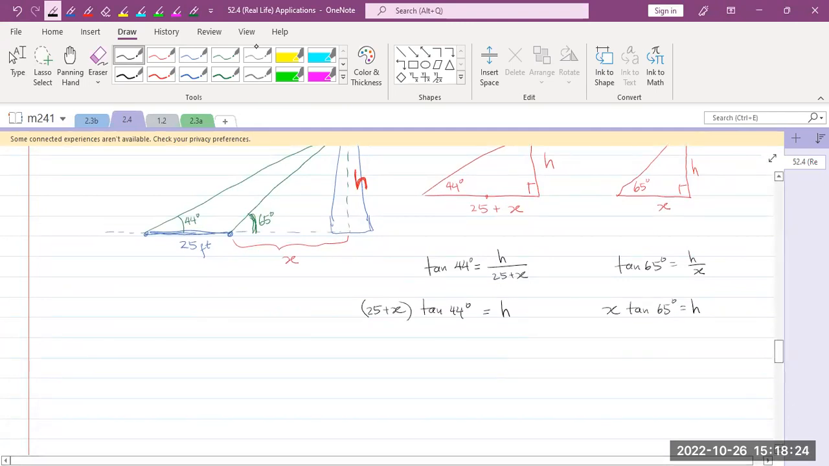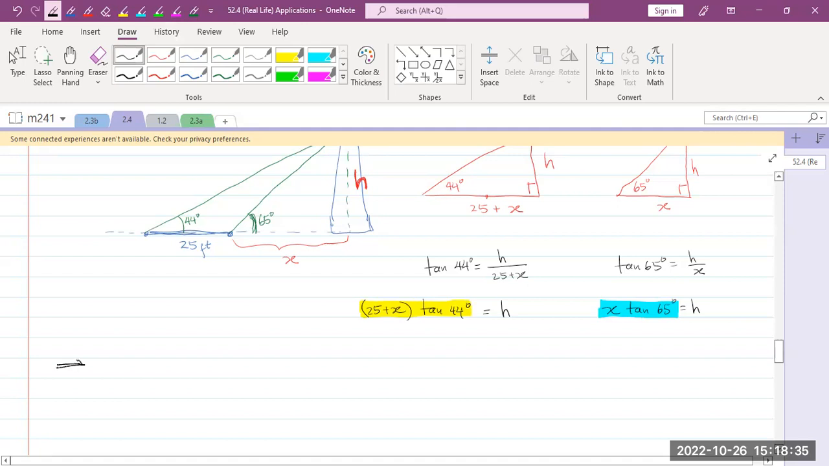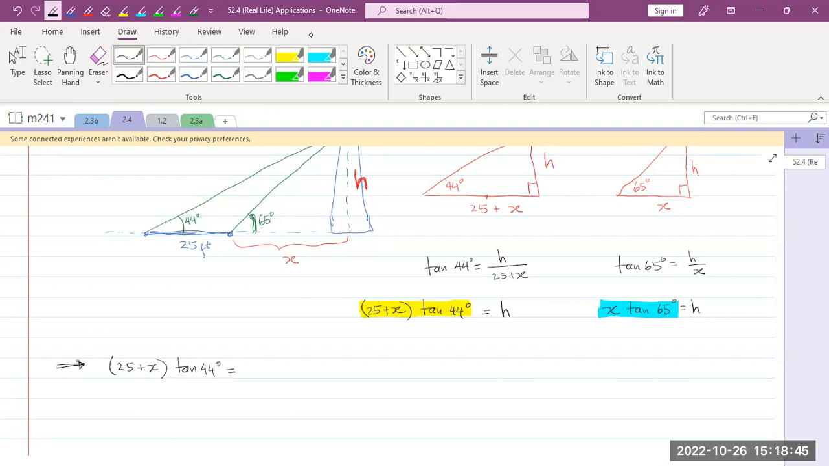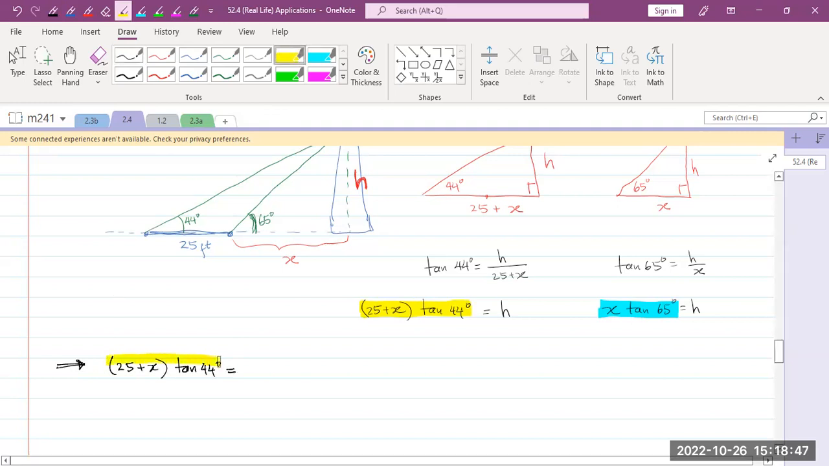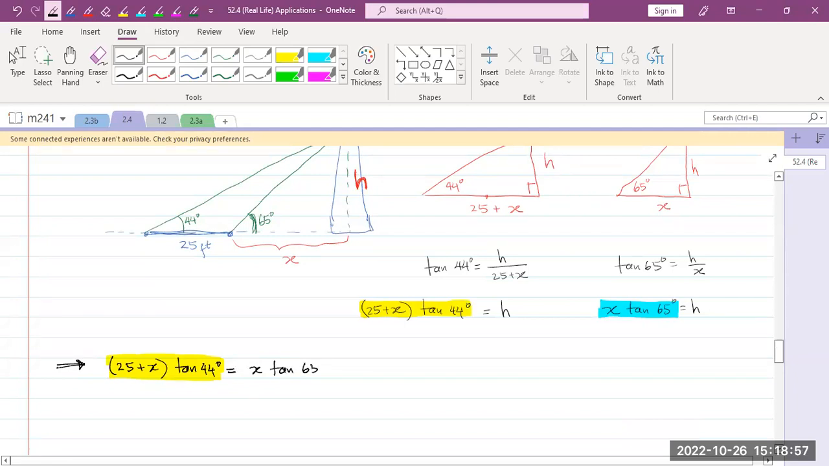Let me continue here. So this is the one equal to h. This is also equal to h. Okay, so let me continue here. 25 plus x times tangent 44 degrees, that's the one in yellow, equals x tangent 65 degrees, the one in blue.